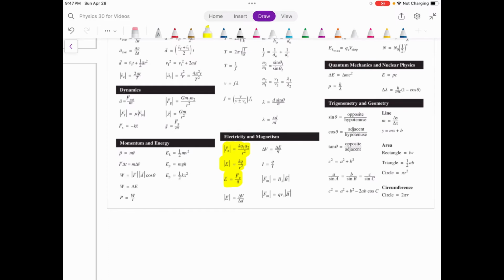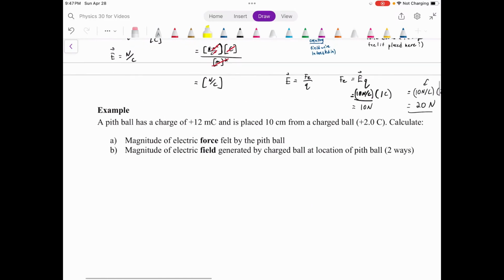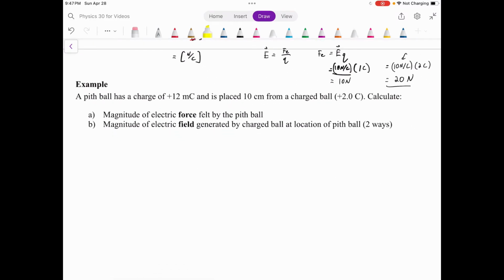Okay, let's try out an example here. I know I haven't talked about electric field direction. That is coming up, but I just want to get the hang of actually trying this out. It tells us that a pith ball has a charge of 12 millicoulombs and is placed 10 centimeters from a charged ball, which has a charge of 2 coulombs. Calculate A, the magnitude of the electric force that's felt by the pith ball, and B, the magnitude of the electric field generated by the charged ball at the location of the pith ball.